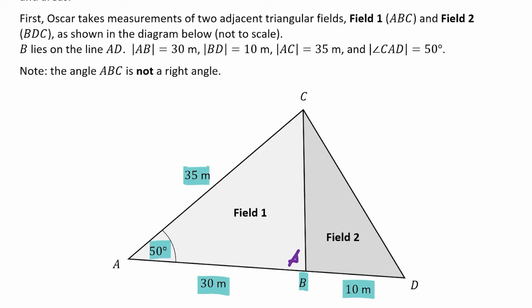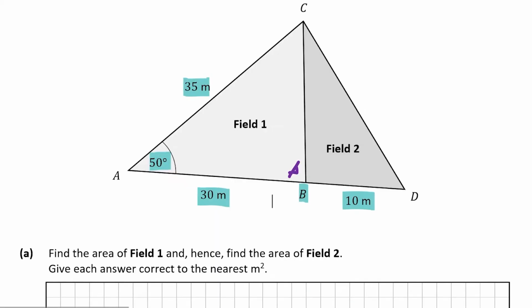So now let's go on to question A. Question A asks us to find the area of field 1 and then hence, and the word hence in maths basically means using the information that you've just found, find the area of field 2. And we're asked to give each answer correct to the nearest meter squared.